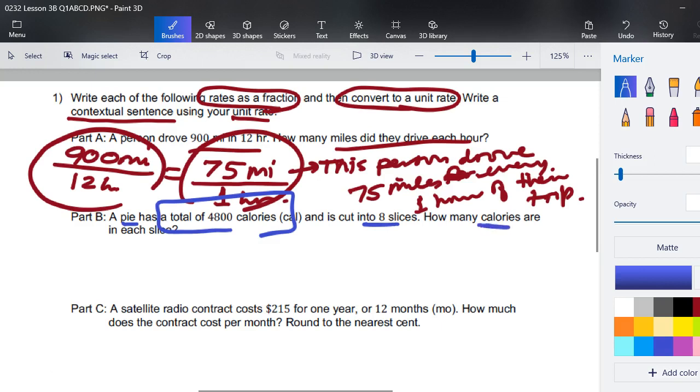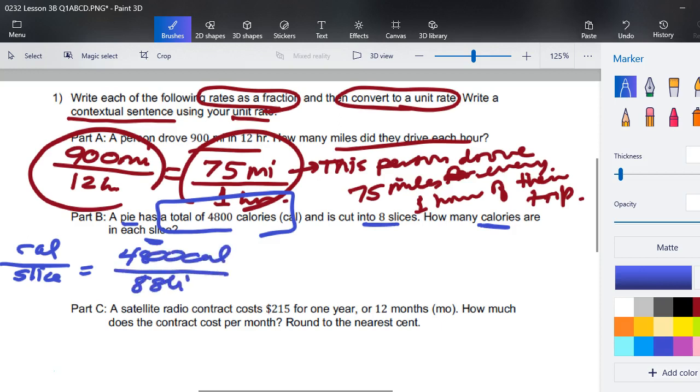Sometimes people say, I don't know which way to write the fraction. You fish out the words when it says how many calories are in each slice. How many calories per slice? Use lots of words, because then I note that I can put my 4,800 calories over 8 slices and I'm going in the right direction. I have my fraction. I'm going to grab a calculator, or we're going to look at those numbers, that it's 4,800 divided by 8, and jot down that we have 600 calories per one slice, or each slice.